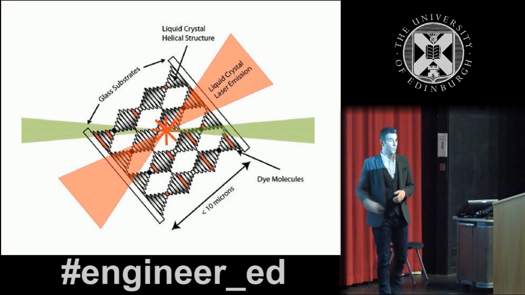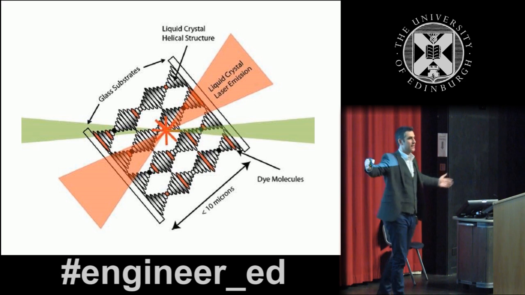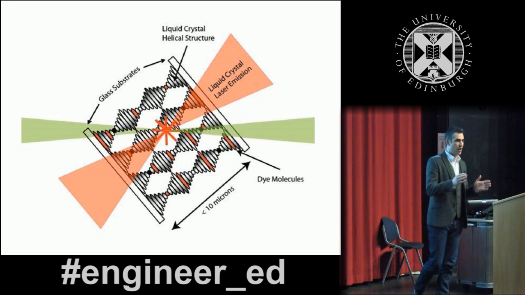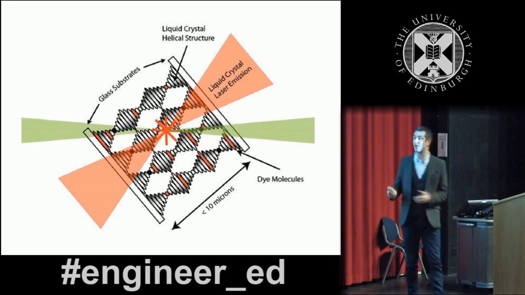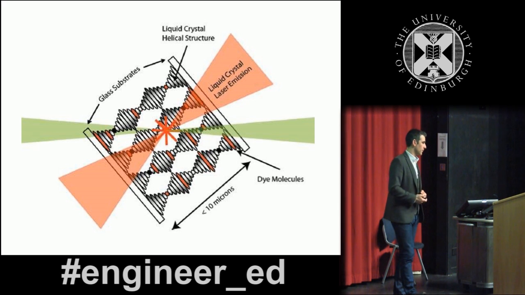So very simple assembly for a liquid crystal laser. There's no external mirrors. There's no complicated alignment. It self-assembles into this structure. Very cheap, very simple system. There's a picture of one.